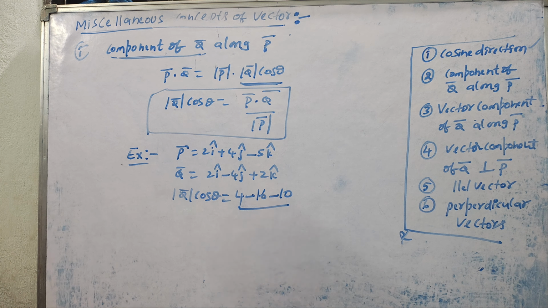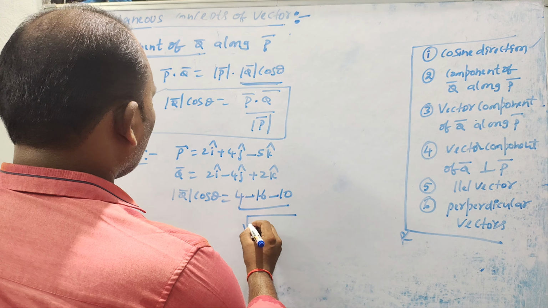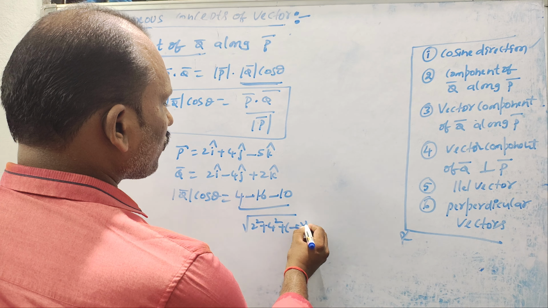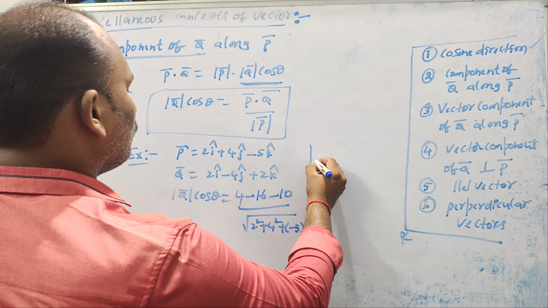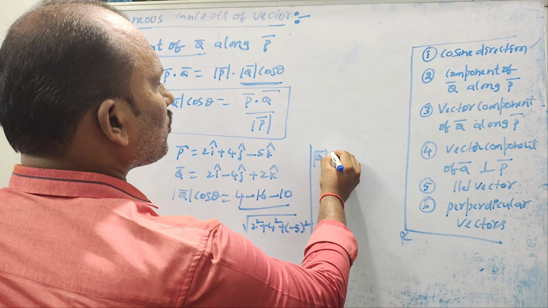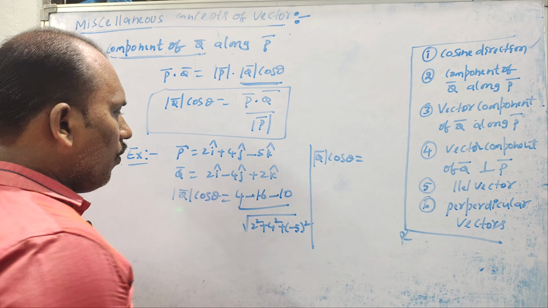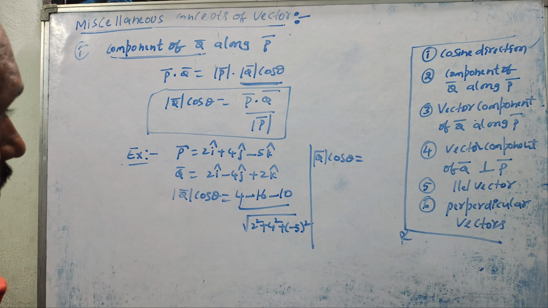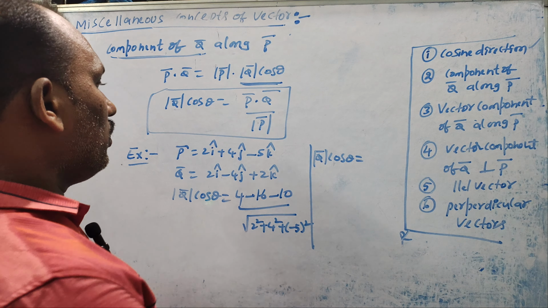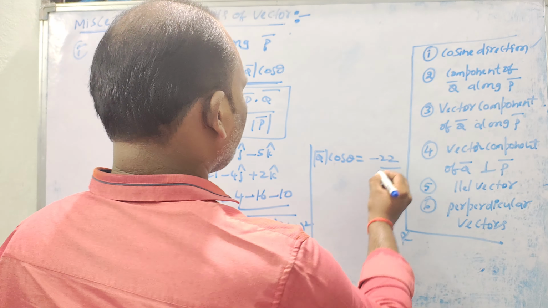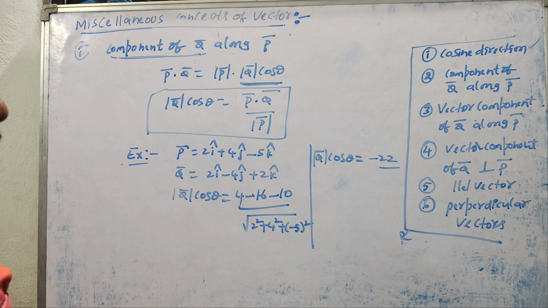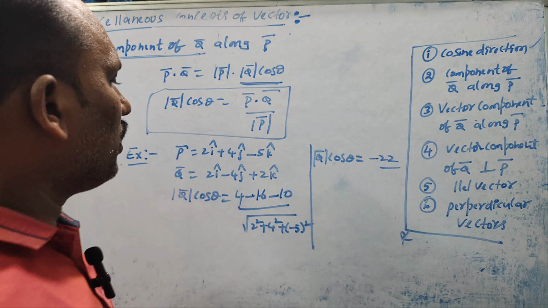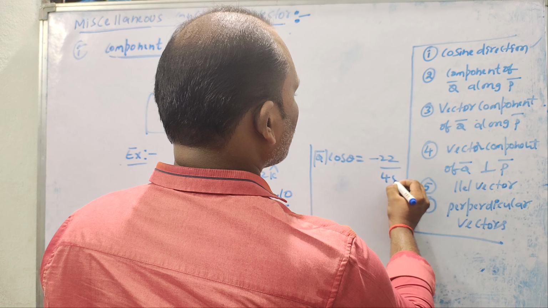What is modulus of p bar? We know already: root of 2 square plus 4 square plus minus 5 whole square. So what do you get now? Modulus of q bar cos theta is equal to what you get? 4 minus 16 minus 10. So what do you get, guys? 4 minus 16 minus 10 is minus 22, divided by root of 2 square plus 4 square plus 5 square. 2 square is 4, plus 16 is 20, plus 25 will get 45, which is good.